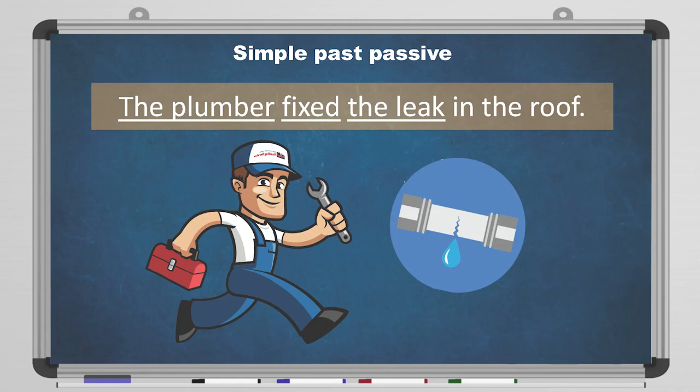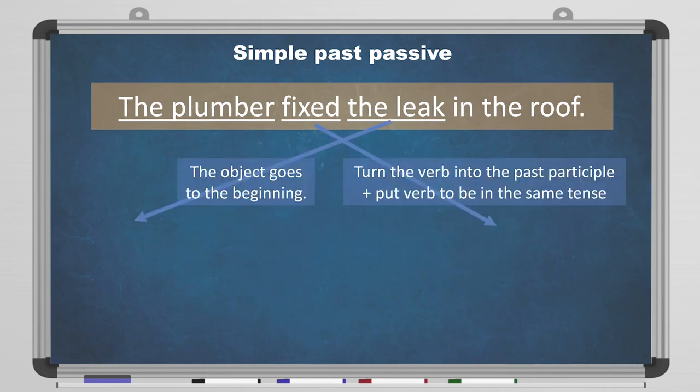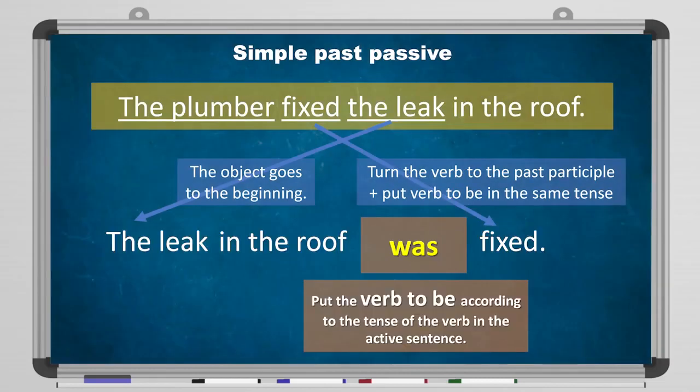Let's take a look at a sentence in the simple past. The plumber fixed the leak in the roof. Following the tips I gave you earlier, let's turn this sentence into a passive sentence. The leak, the object goes to the beginning. So the leak will be at the beginning of the sentence. And then we will turn the verb into the past participle and we will choose verb to be from the same tense as the active sentence. Let's take a look. The leak in the roof was fixed.